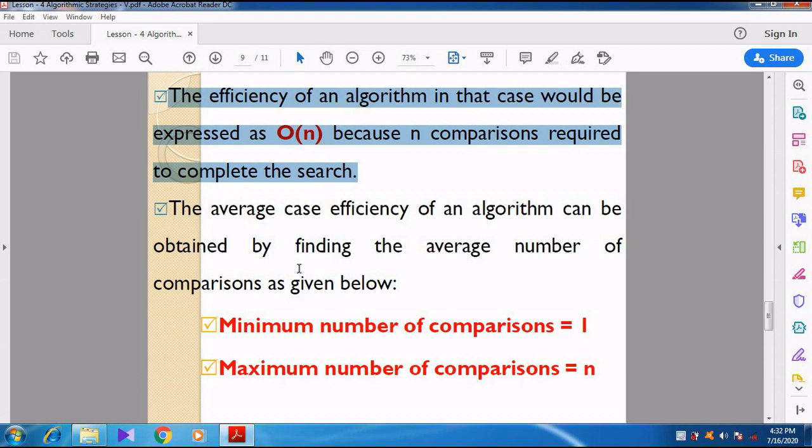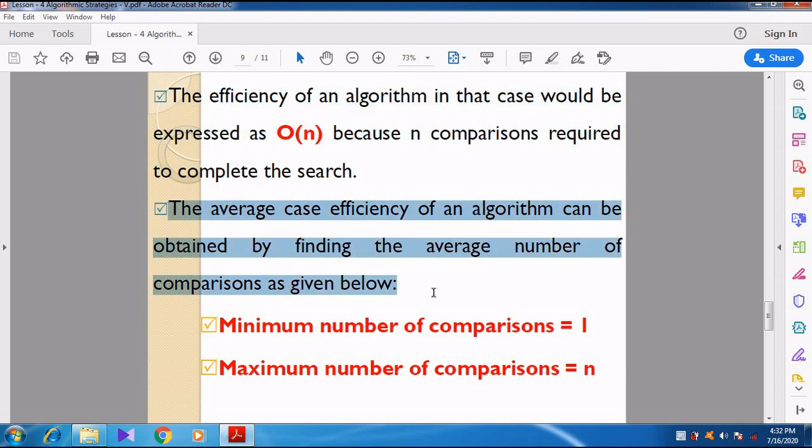Right. Whenever we go with the average case, what about the average case? The average case efficiency of an algorithm can be obtained by finding the average number of comparisons. So by finding the minimum and the maximum, I can find out the average. Is it right or not?